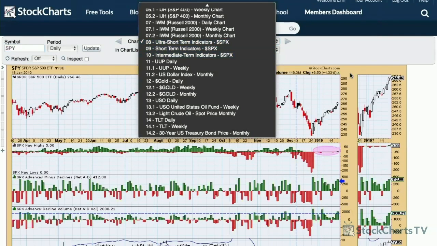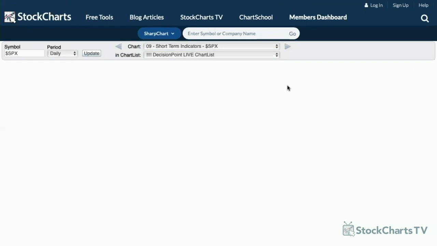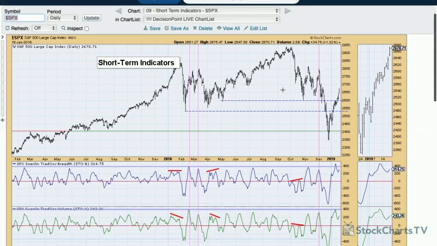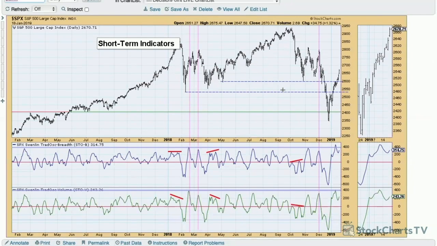I think we could have climaxed today. Next week, I actually thought we'd go lower this week. I guess it's going to be postponed maybe to next week. Well, we'll see.